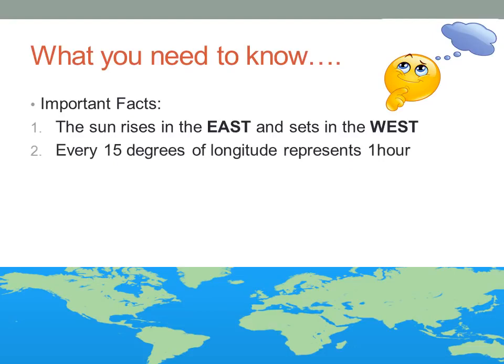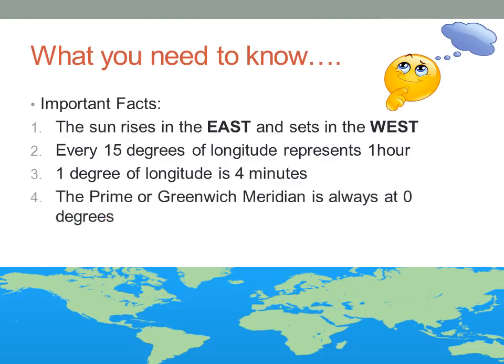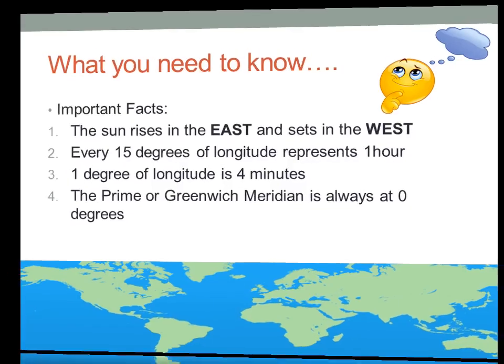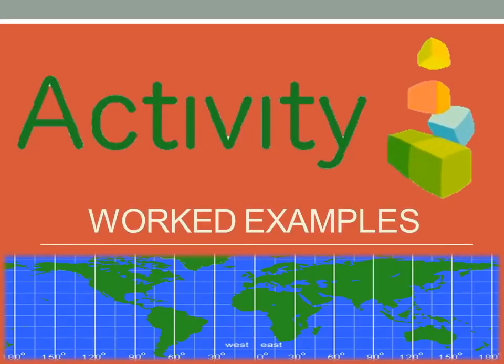Fact 2. Every 15 degrees of longitude represents 1 hour. Fact 3. 1 degree of longitude is 4 minutes. Fact 4. The prime or Greenwich meridian is always at 0 degrees. To calculate time along lines of longitude, we're going to explore some worked examples following the outline of the objectives previously stated.